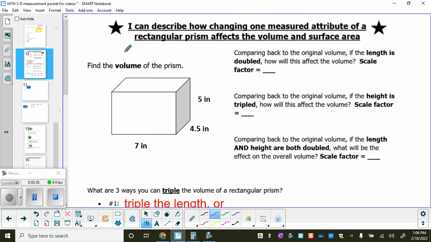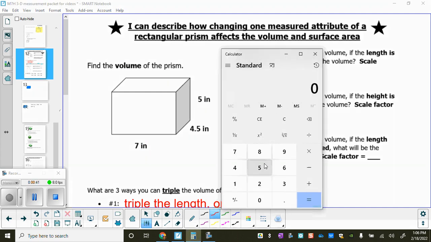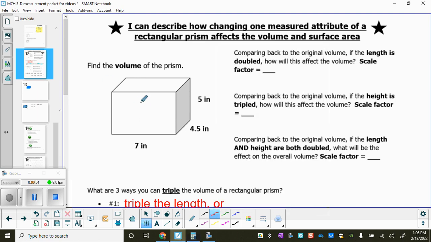We're just going to find the volume of this prism. We like volume of prism questions because it's just multiplying length times width times height. So I'm just going to multiply the 7 times the 4.5 times the 5. And this is our current volume of 157.5. So the current volume is 157.5 cubic inches. Okay?